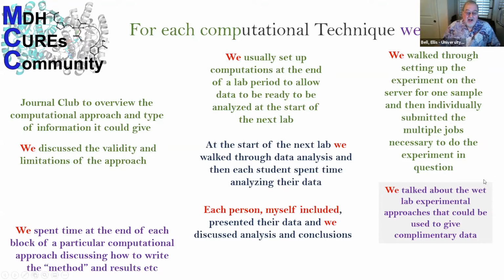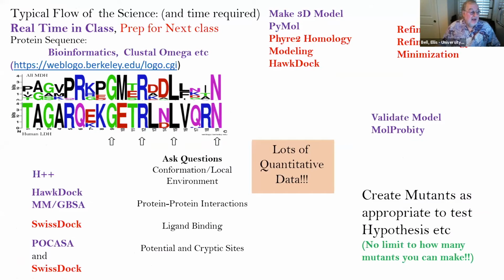At the end of each block of computations, we talked about lab experimental approaches that could be used to give complementary data. And then, because it was a writing course, they had to write up these approaches. We spent a little bit of time at the end of each block talking about how you would write up that particular computational approach, that particular type of data.